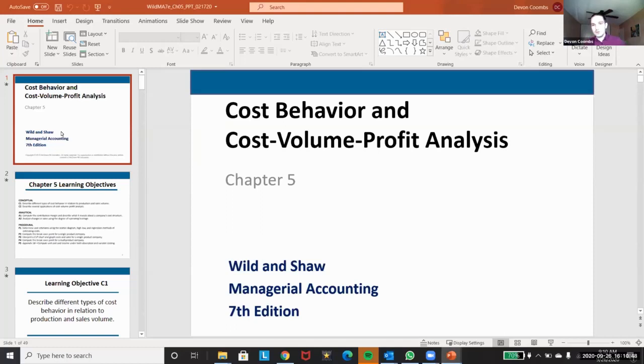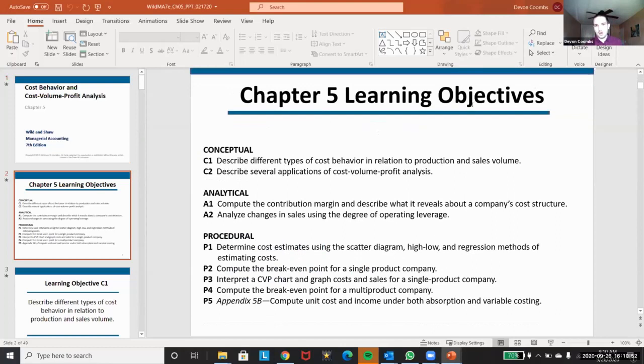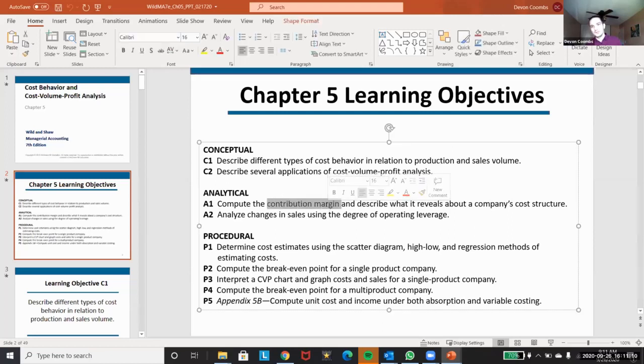So today we're going to be going over cost behavior and cost volume profit analysis. The purpose of this lecture is to describe the different types of cost behavior in relation to production and sales volume, and really describe what cost volume profit analysis is. One of the most helpful things you're going to learn here is the contribution margin analysis.